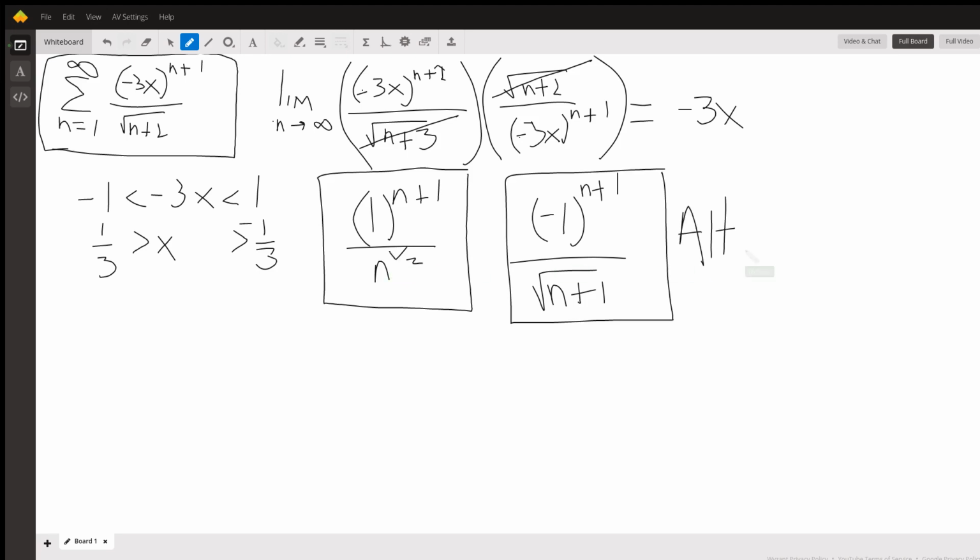So we're going to use this number in our radius of convergence. So the interval of convergence is negative 1/3 to 1/3, with only positive 1/3 being in the interval. Hope that helps.